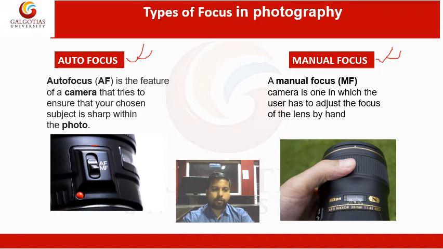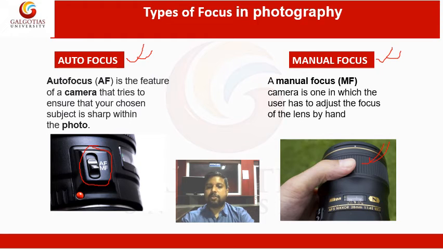So for autofocus mode, here is a button marked AF and MF. If that button is in AF mode, that means autofocus mode, the camera automatically adjusts the focus and chooses the subject sharpness. But for manual mode, you have to switch that button to manual mode. When the button is in manual mode, the camera is in manual mode, then you have to adjust the focus from this ring.